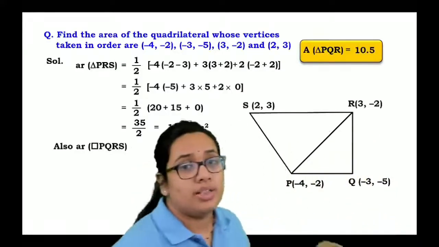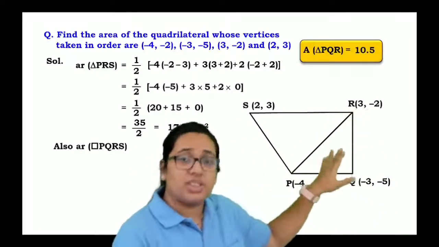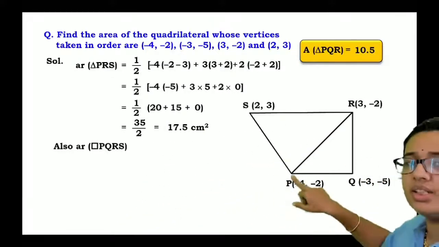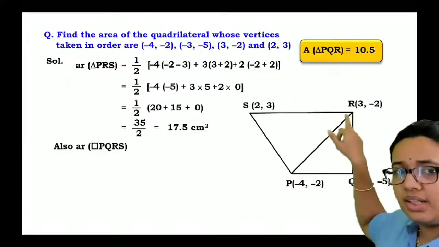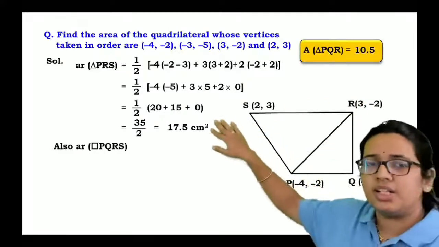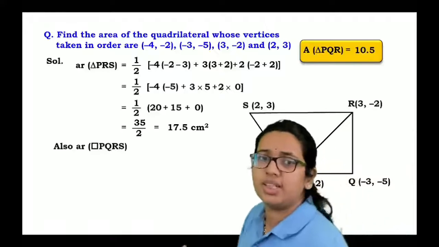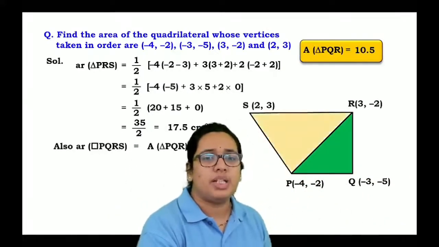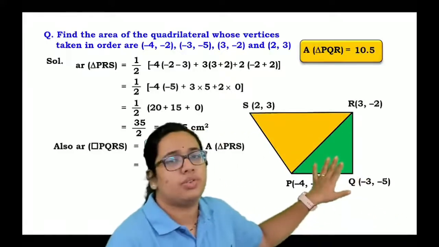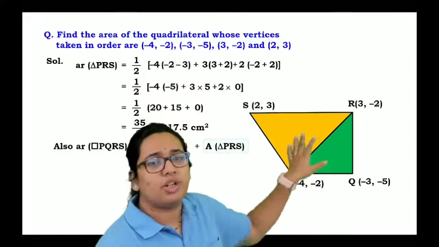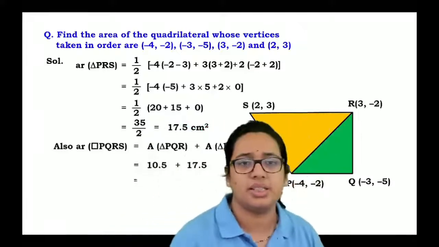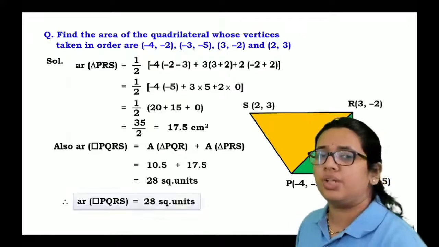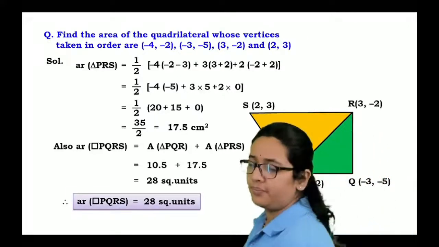So the area of triangle PQR was 10.5. We just had to find the area of the triangle PRS, which is 17.5 square units, or centimeter square. Hence, the area of the quadrilateral PQRS is nothing but the area of triangle PQR plus the area of triangle PRS. Hence, 10.5 plus 17.5. The answer will be 28 square units.